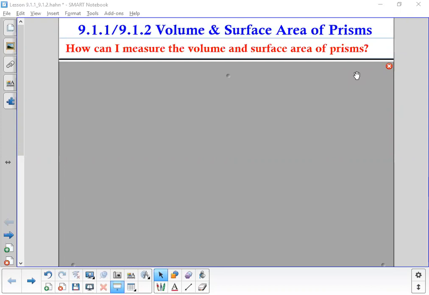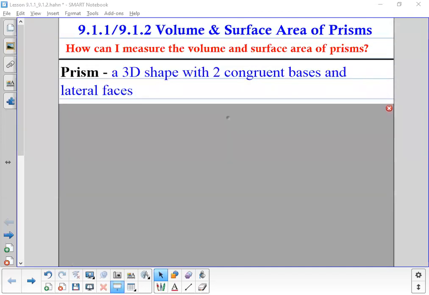So this vocabulary that I'm about to give to you is going to be for any three-dimensional solid, not just prisms, all right? So the first thing is, what is a prism? A prism is a three-dimensional shape that has two congruent bases and lateral faces. The base can be any shape. It could be a square, a rectangle, a triangle, a hexagon. It can be anything.